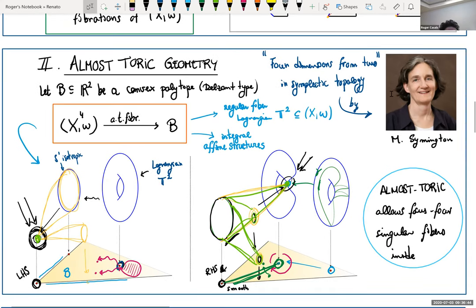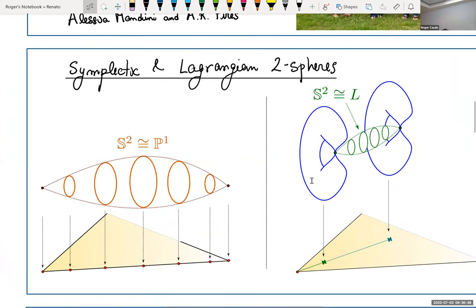So toric picture, almost toric picture, moving forward. When we are going to study all our symplectic domains, remember we want to embed ellipsoids inside symplectic domains which are almost toric manifolds. It's going to be extremely convenient to understand how to draw the following two surfaces, symplectic two spheres and Lagrangian two spheres. Lagrangian two spheres is what Margaret would call a kind of visible surface.